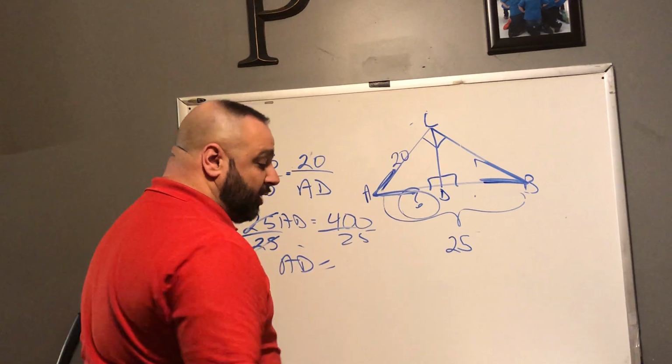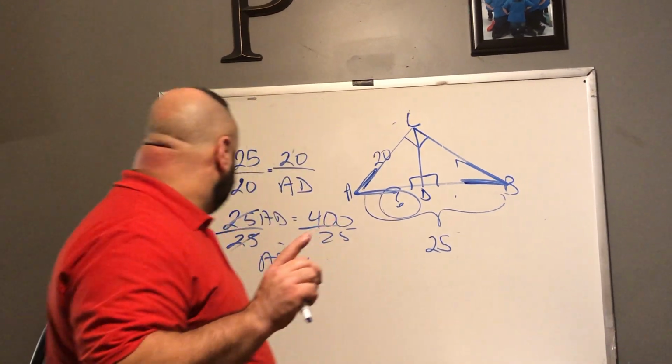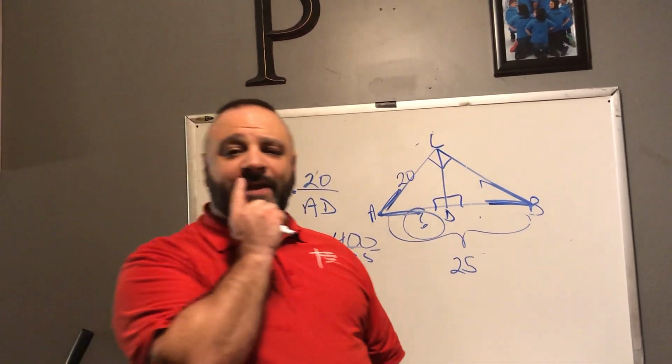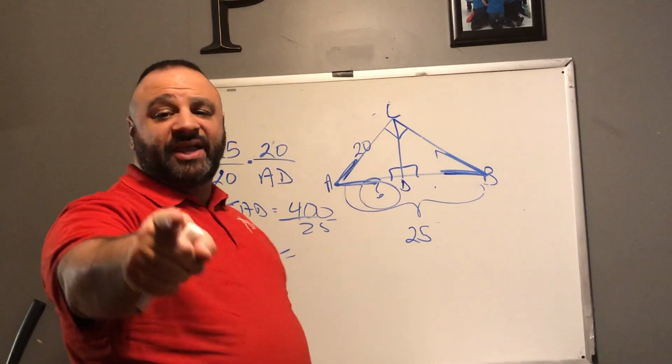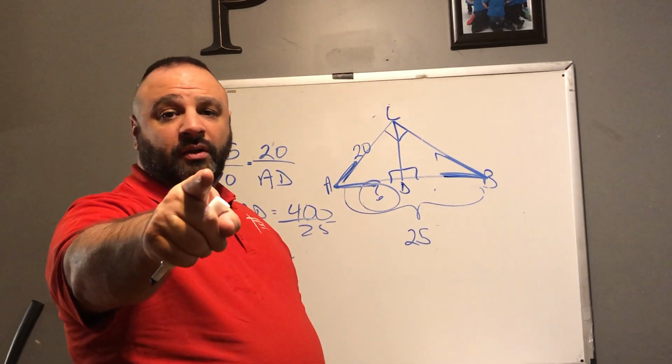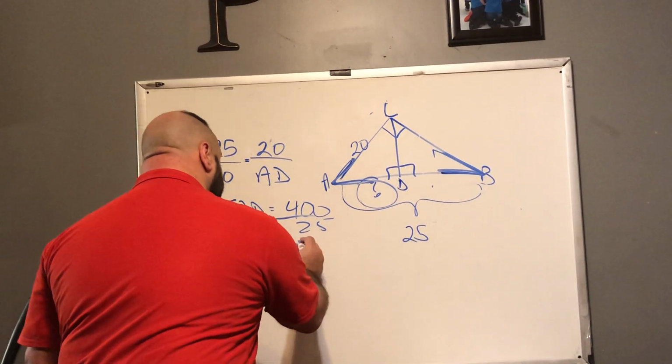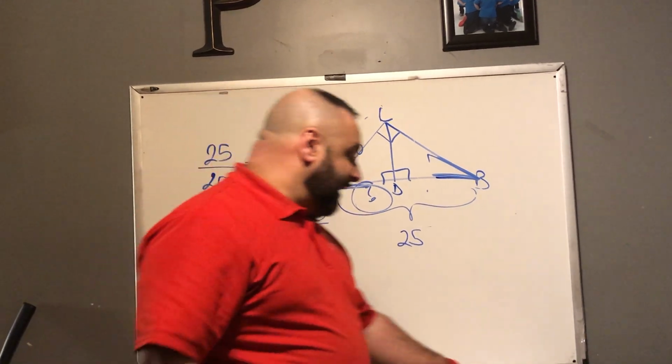So AD equals, what is 400 divided by 25? I'll wait for you to calculate that quickly. Who's got the answer? Call it out. 16. 16 is the correct answer. AD equals 16. Any further questions?